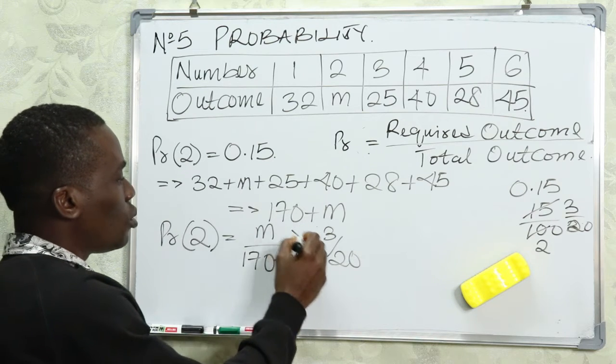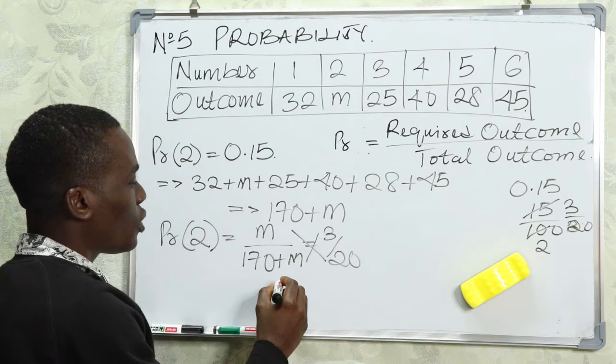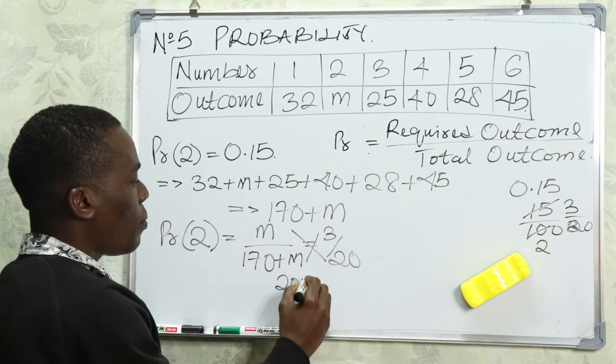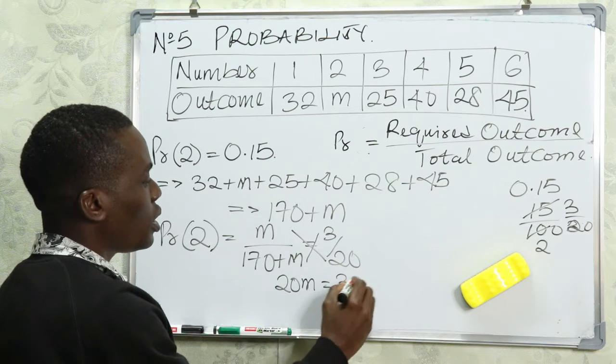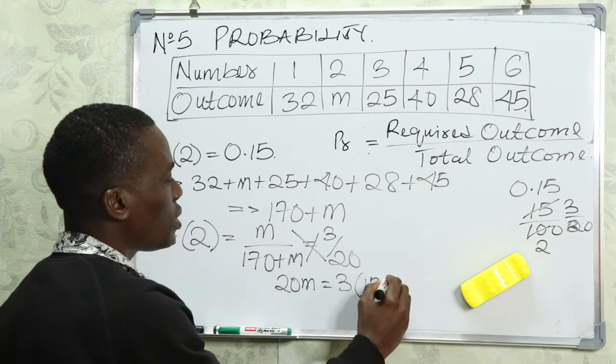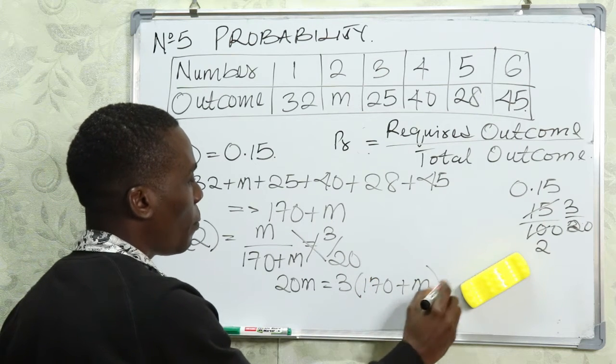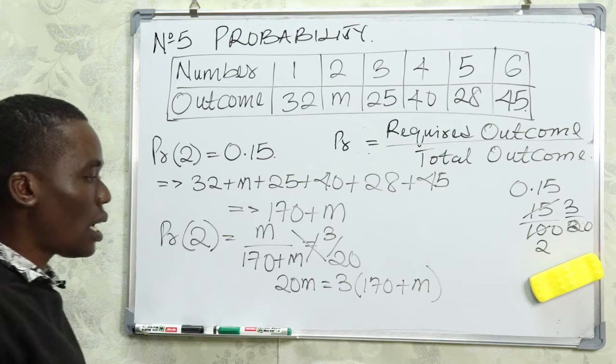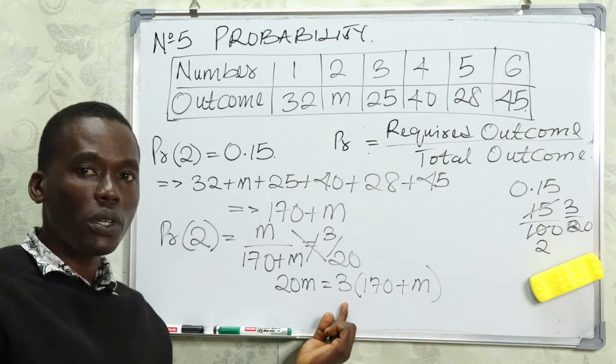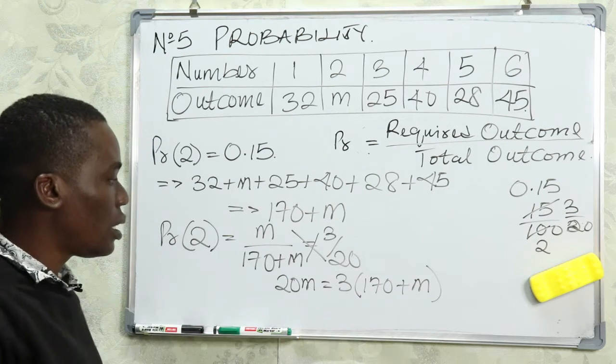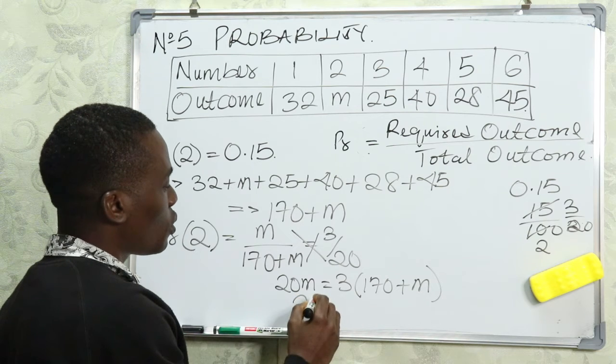Now all we need to do is to cross multiply. So our 20m here will be equal to 3 into bracket 170 plus m. Now having arrived at this, we'll have to multiply this with everything inside. This will give us what?